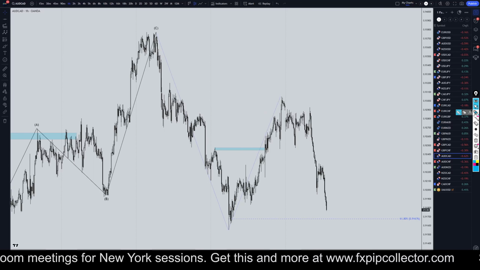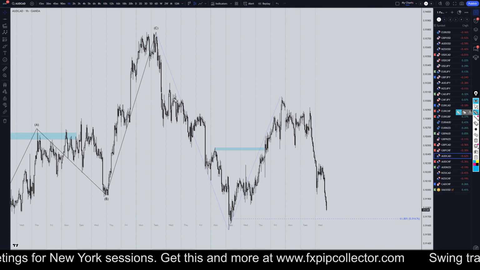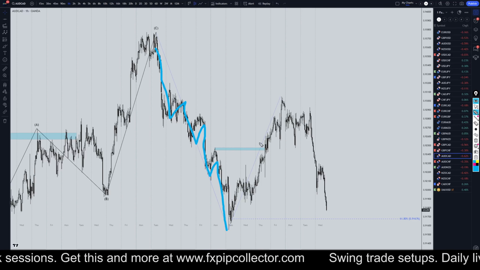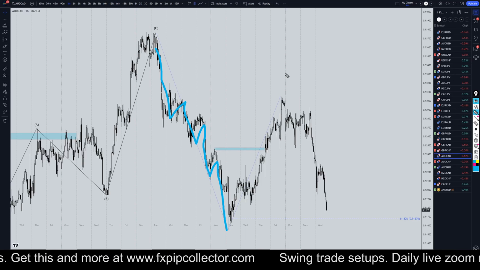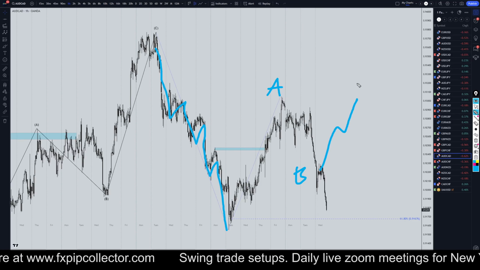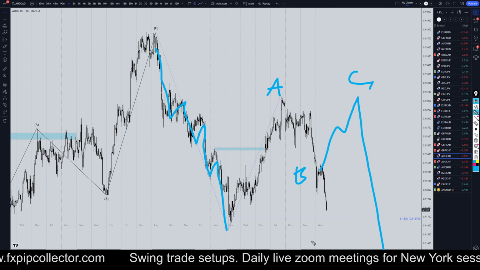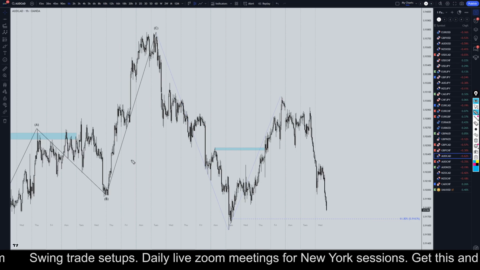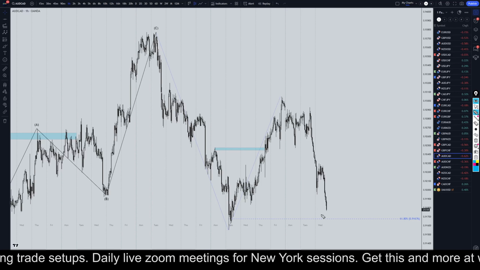Taking it all the way down to the 1 hour time frame, it's kind of a tricky little move. I mean, this move down was very clearly a trend. Just the move up kind of looks like a trend too. So I was originally thinking this was going to be an A, this was going to be a B, and it was going to go up again for a C and give us a nice clear entry to go short for the ABC of 2. But that's not really what happened, and it looks like it is continuing the downtrend.